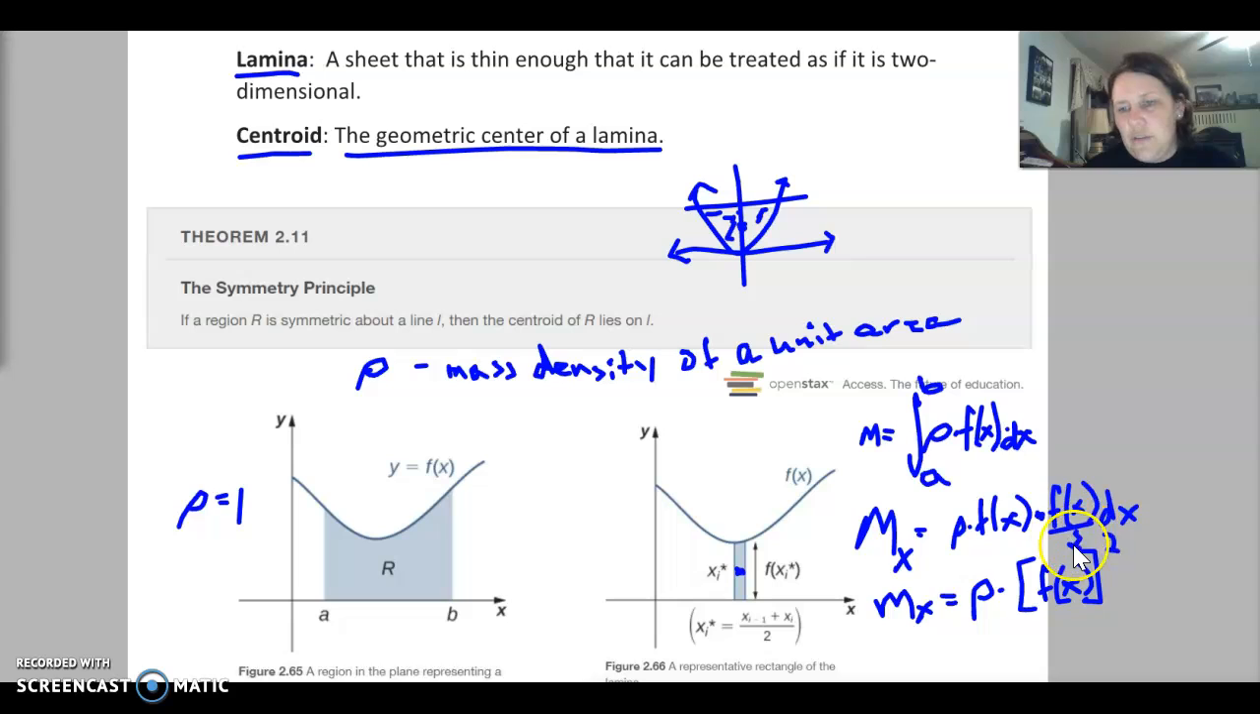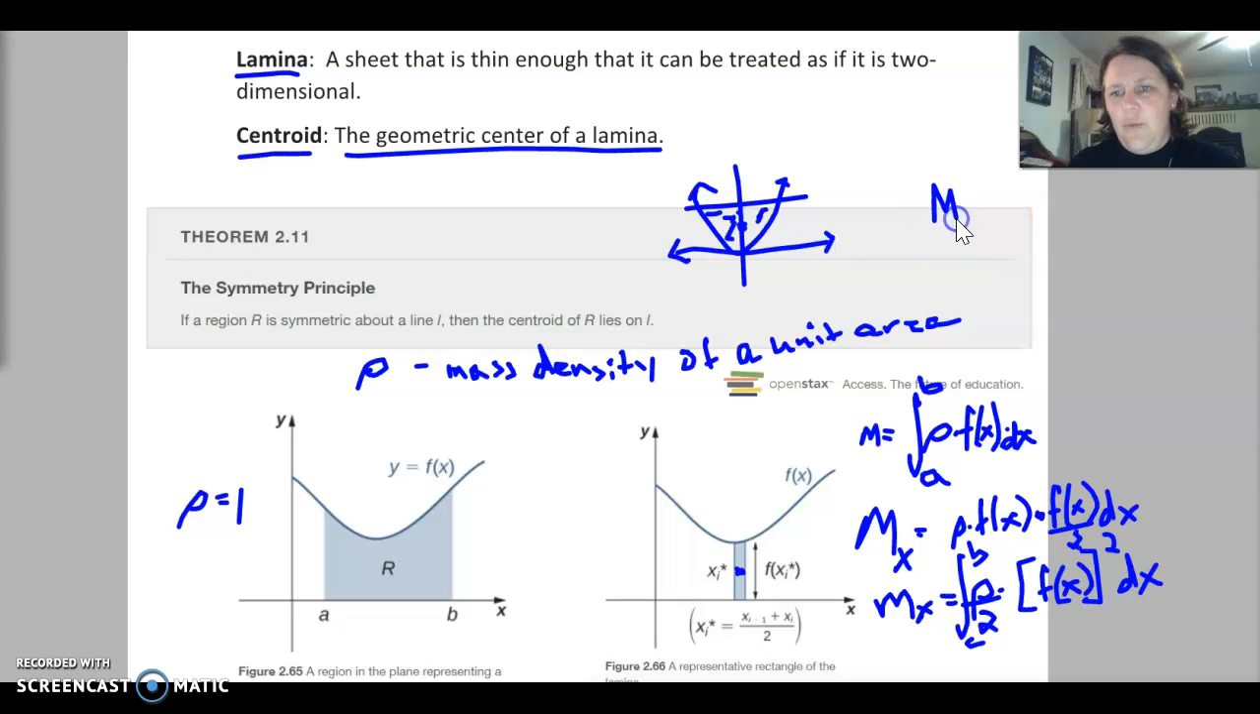And then we have this over 2 in here we have to put somewhere. So we can put that as rho over 2. And then we are going to integrate that from a to b. And we still have the dx out here also. And then that is going to be our equation for m sub x. And these will all be written a lot nicer here in just a minute.